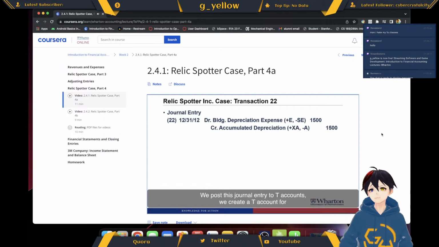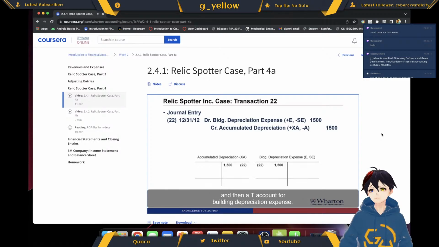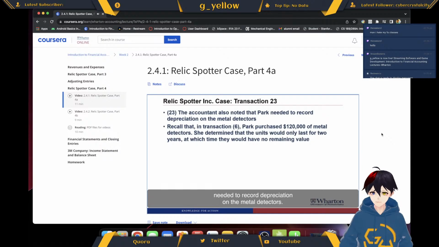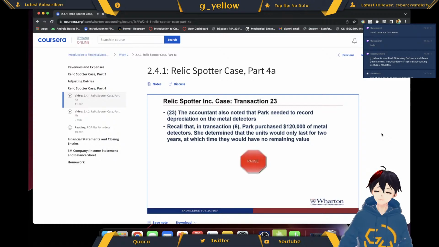We post this journal entry to T accounts. We create a T account for accumulated depreciation as a contra asset, it is a credit balance, and then a T account for building depreciation expense. Transaction 23. The accountant also noted that Park needed to record depreciation on the metal detectors. Recall that in transaction number 6, Park purchased $120,000 of metal detectors. She determined that they would only last for 2 years, at which time they'd have no remaining value.